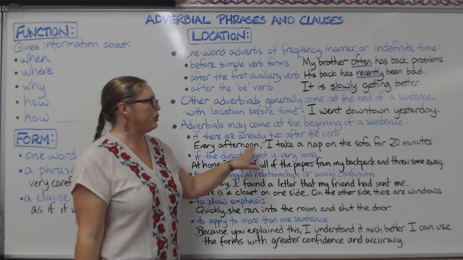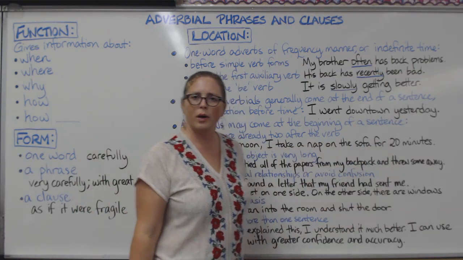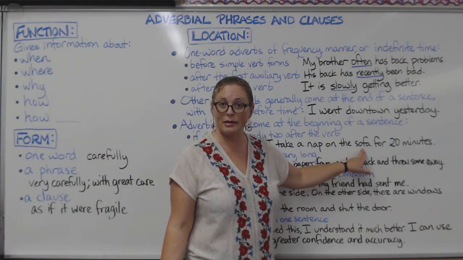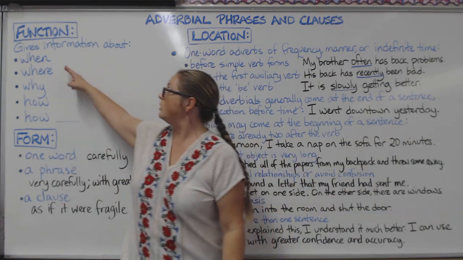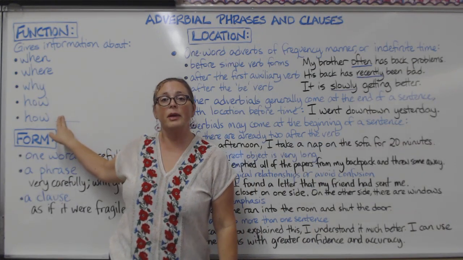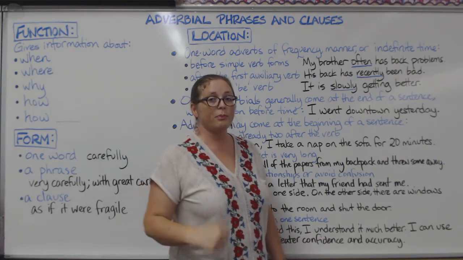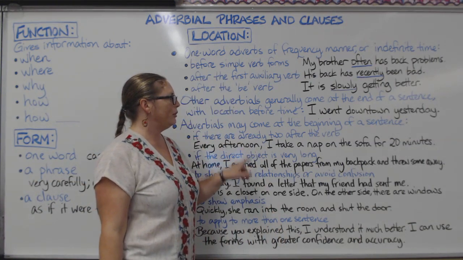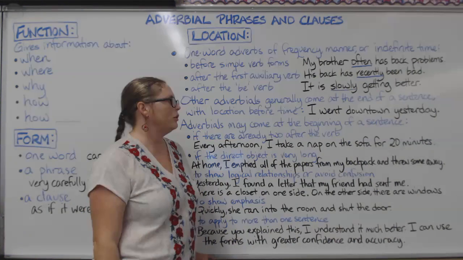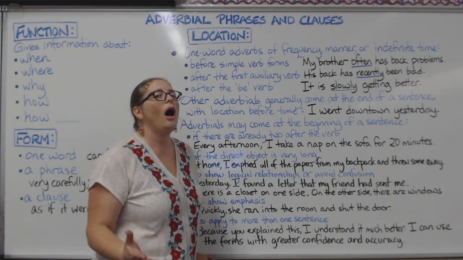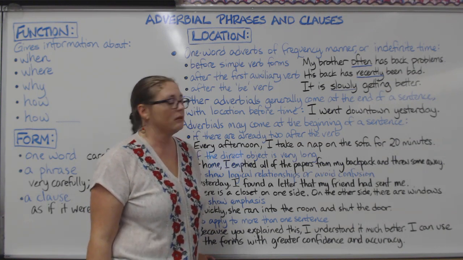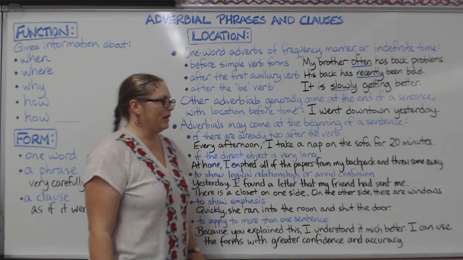Let's look at an example. Every afternoon, I take a nap on the sofa for 20 minutes. So, on the sofa, this is a prepositional phrase that is giving a location, right? For 20 minutes, this is giving information about how long. Another prepositional phrase. Then I get every afternoon. It just gets too much at the end. I take a nap on the sofa every afternoon for 20 minutes. It's not incorrect, but it's not considered really good writing or speaking. So better to put that at the beginning.